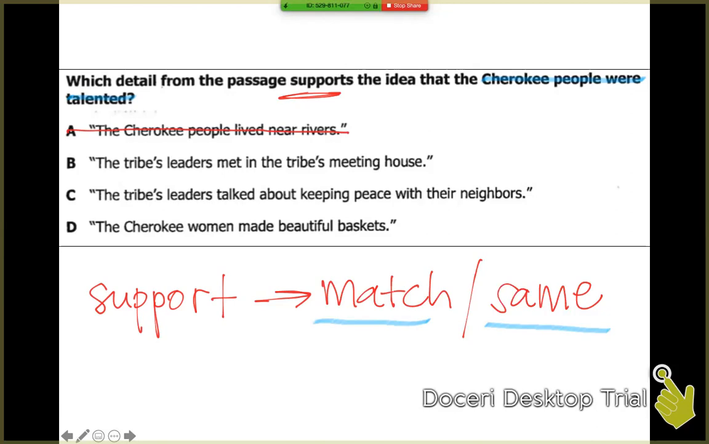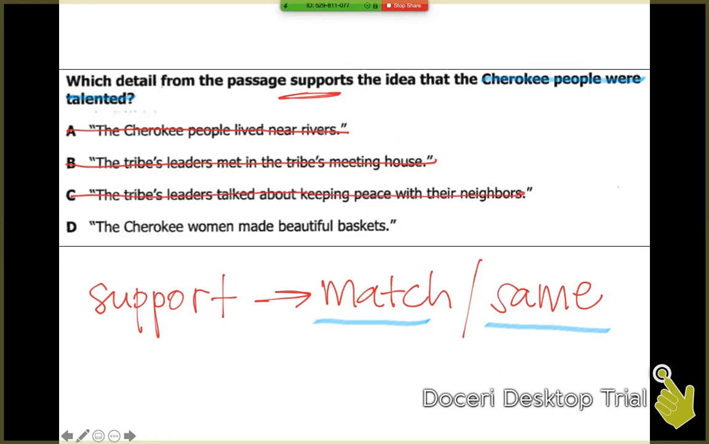B says the tribe's leaders met in the tribe's meeting house. That's focusing on the government that led the different tribes. And again, that's not one of their talents or one of their skills that really stood out or supported them being very talented. So I'm going to slash and trash choice B. Choice C says that the tribe's leaders talked about keeping peace with their neighbors. This kind of goes along with choice B. It's focusing on that government that they had that led their tribe. While that was important to the Cherokee people, that's not one of the talents that was listed back in that paragraph. So I'm going to slash and trash choice C.